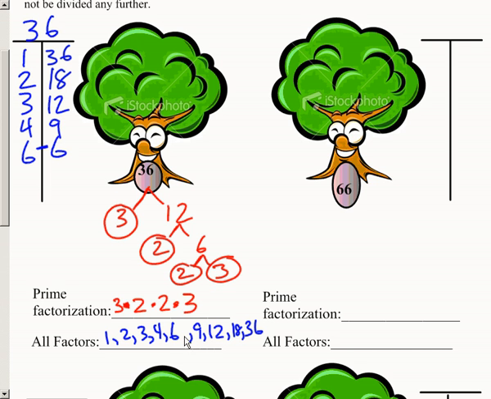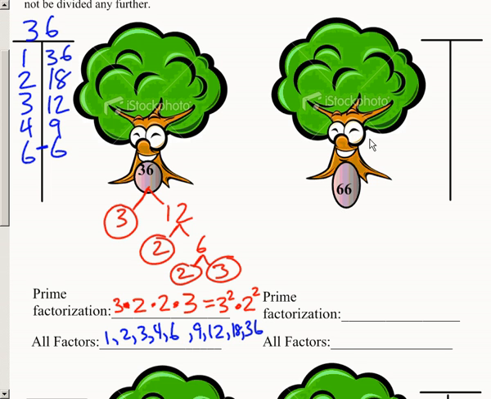Now, there's a better way to write this, and that is using exponents. Instead of saying 3 times 3, I could just say 3 to the second power. Times, instead of 2 times 2, I could just say 2 to the second power. Either answer is correct, but this is really how a mathematician is going to be writing it. So we can prove that this is the right answer, because if I do 3 times 2 is 6, 6 times 2 is 12, and 12 times 3, I get back to 36.